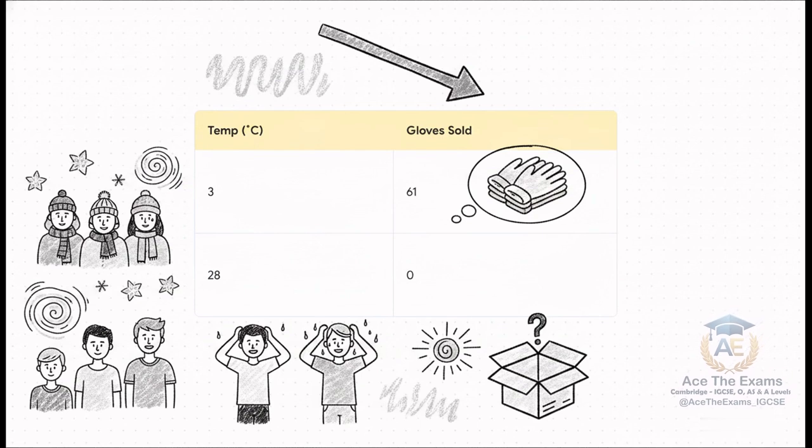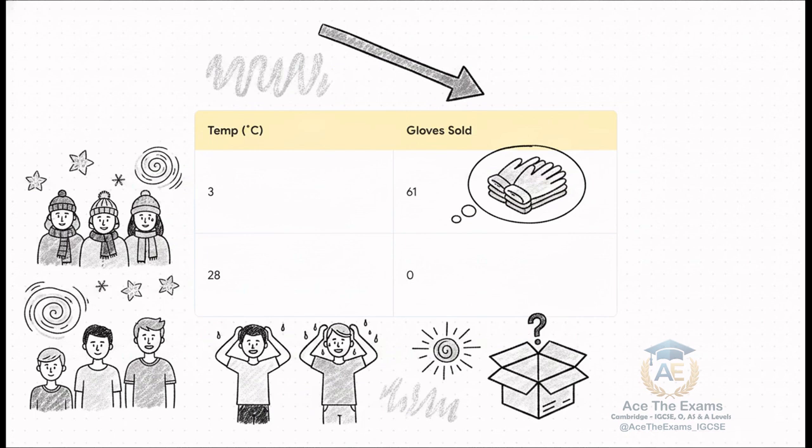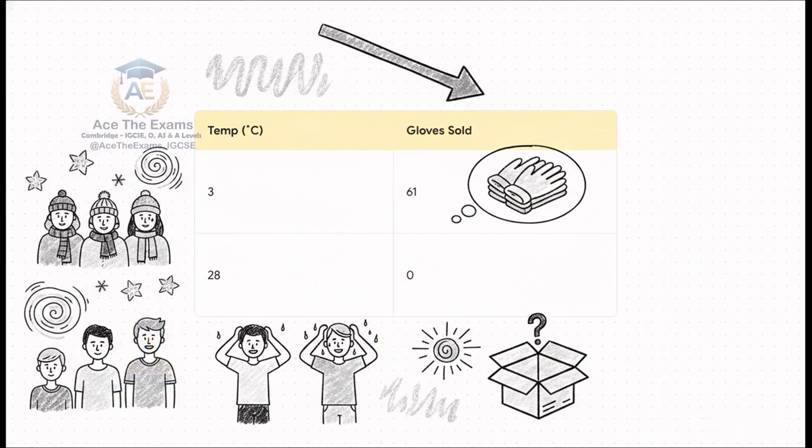When it was a freezing 3 degrees Celsius, they sold 61 pairs of gloves. Makes sense. But when the temperature shot up to a sweltering 28 degrees Celsius, they sold exactly 0 pairs. This right here is the absolute perfect example of a negative correlation. As one variable, the temperature, goes up, the other variable, the sales, goes down. It is undeniable, totally actionable data for a store manager trying to plan their seasonal inventory.